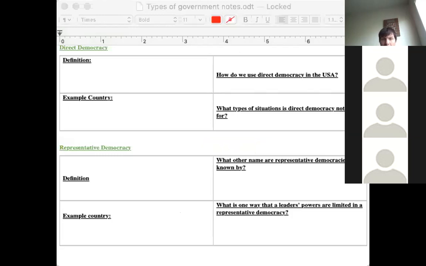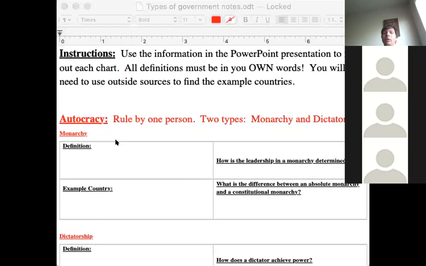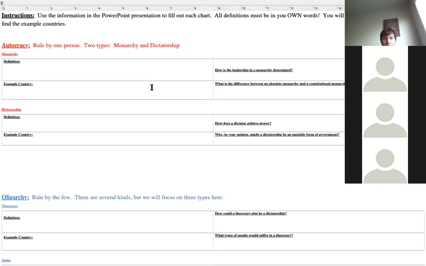Robbie, do you see my note document? I do. All right. So here's what you do, and you notice that it's color-coded to go along with the PowerPoint presentation. Robbie, would you mind reading the instructions for us here? Use the information in the PowerPoint presentation to fill out each chart. All definitions must be in your own words. You will need to use outside sources to find the examples, example countries.